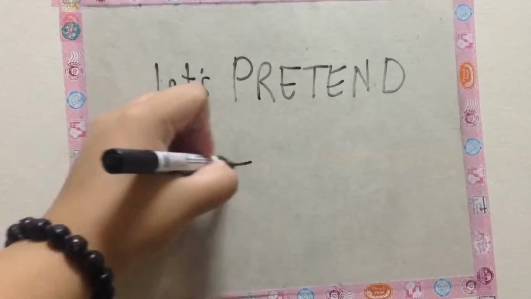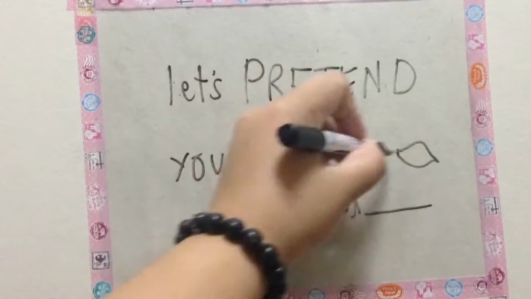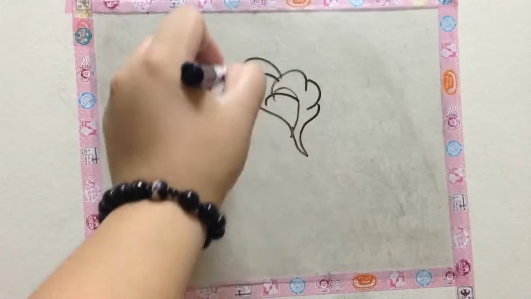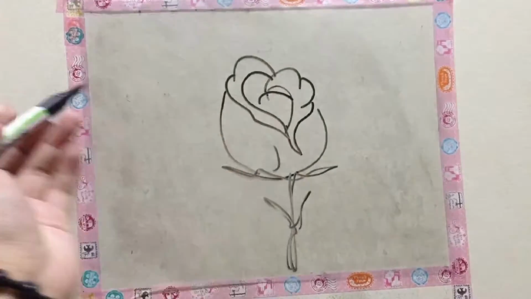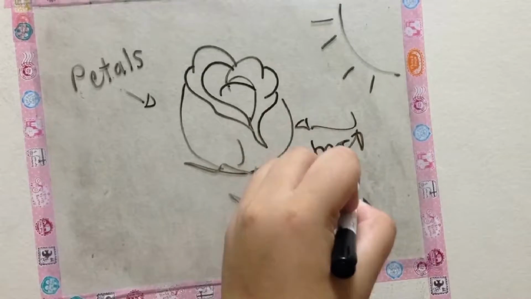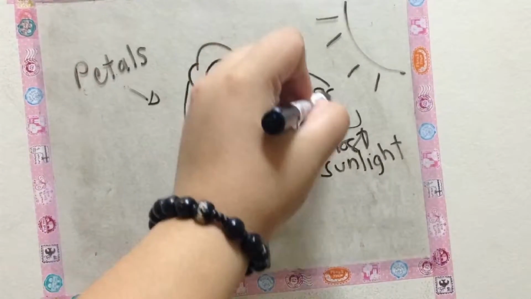Now, let's pretend that you're a plant. I know you're not, but let's pretend. If your petals are overlapping each other, would it be nice? I guess not. The overlapping of your petals would be inappropriate because the petals in front will receive more sunlight than those under them.